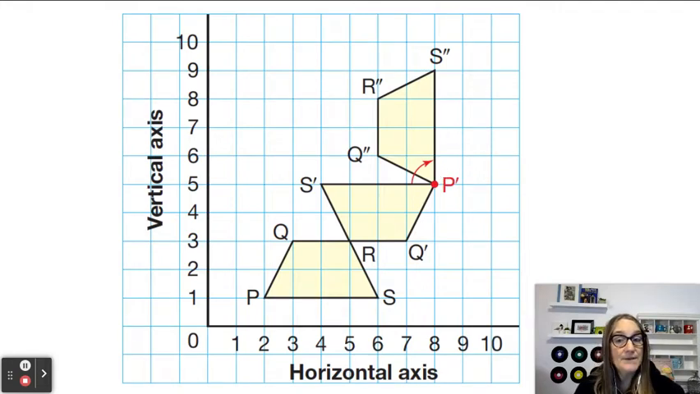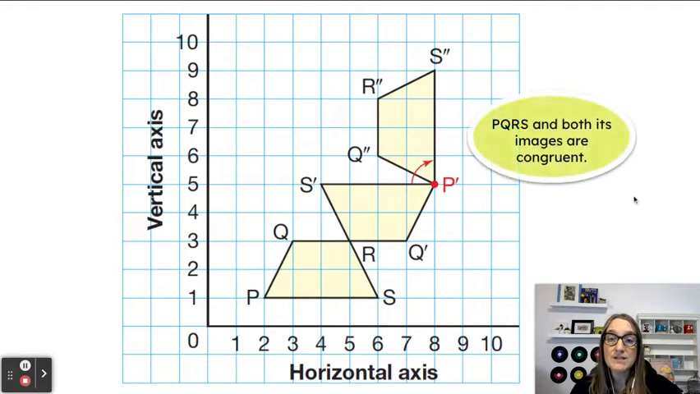Now, the trapezoid and both its images are congruent. That means that all the corresponding sides and corresponding angles are equal. And we can prove this by tracing the trapezoid each time.